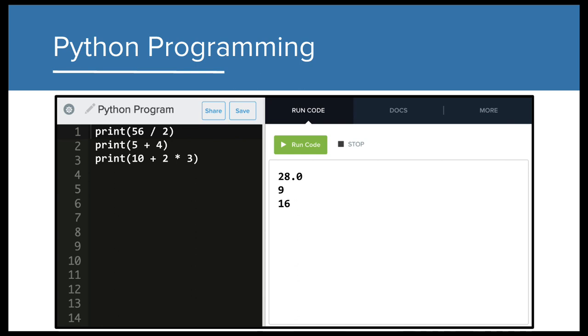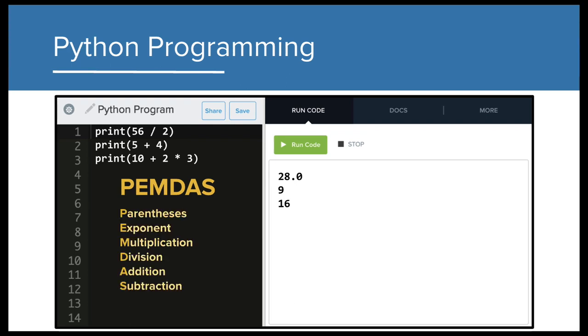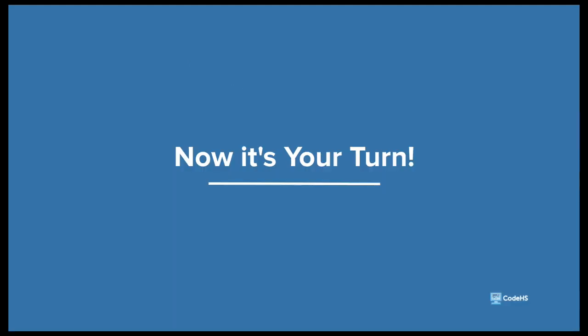We can do all sorts of calculations in Python, so it's important to remember our orders of operations. Remember PEMDAS? PEMDAS helps us remember the order in which arithmetic operators are performed. First parentheses, then exponents, then multiplication and division, and then addition and subtraction. Before we get too much further, it's your turn to explore some of these simple programs and review your order of operations.